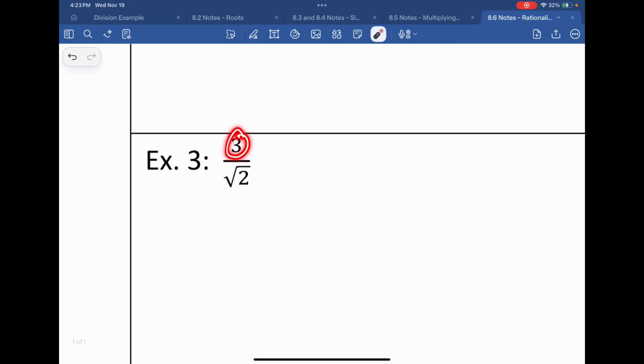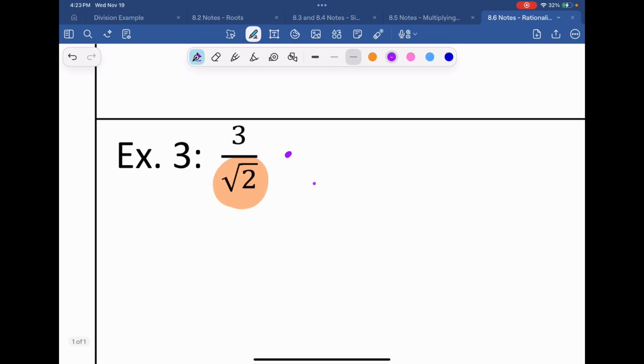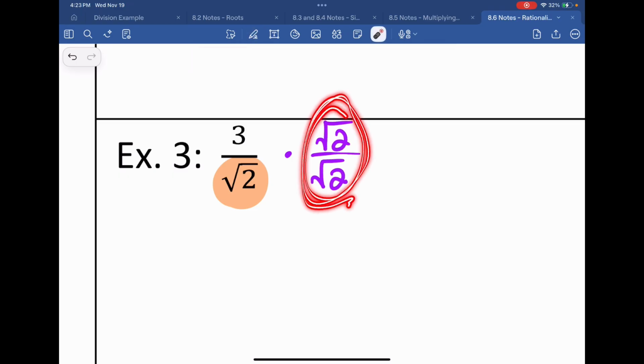3 is outside of a radical and 2 is inside. So here's how we rationalize. We multiply by a really screwed up 1. Whatever is in the denominator, that's what we multiply by, bottom and top. This is what I mean by a really screwed up 1. Anytime you divide a number by itself, it's a 1.